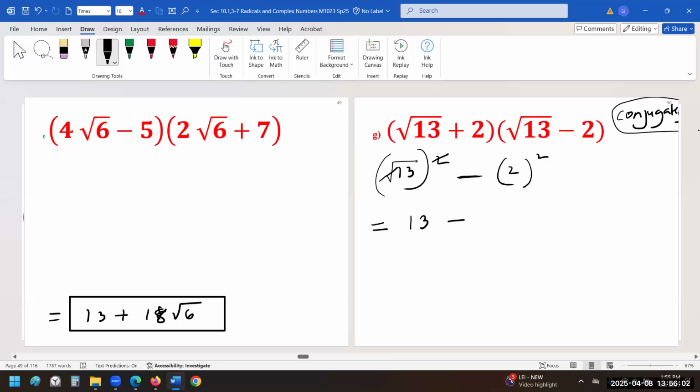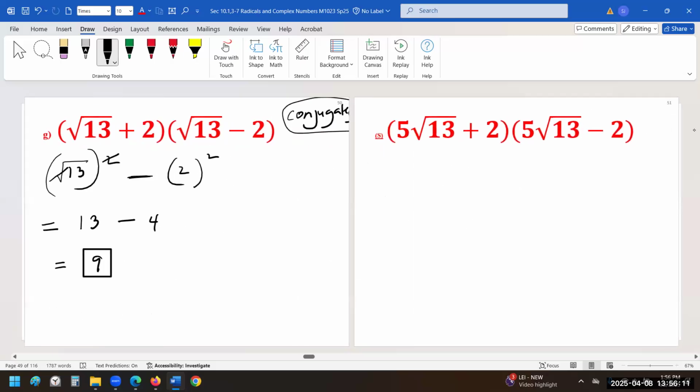And from 2 square, what do you have? 4. And what is 13 minus 4? 9. See, we could do it in 1 minute. Similarly, the next one. They're the exact same two things, just the signs are different.